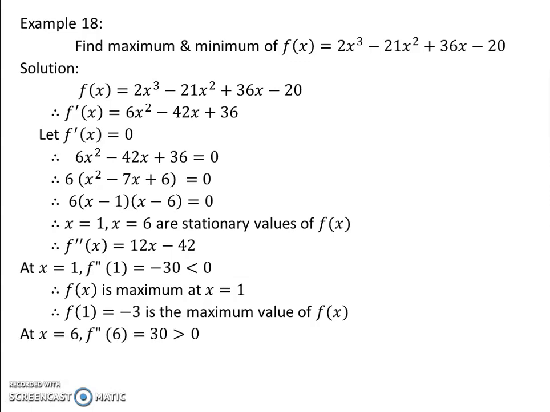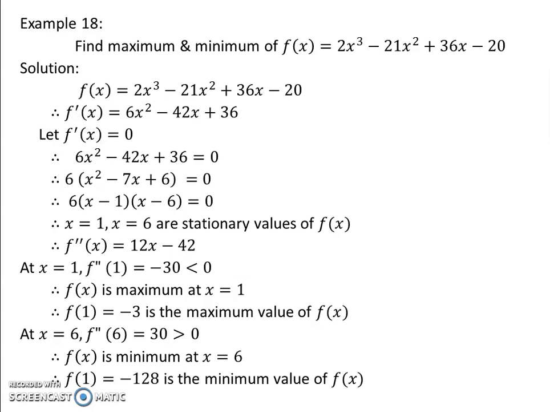So minus 3 is the maximum value of f of x. At x equal to 6, f double dash of 6 equal to 30, which is positive. Hence f of x is minimum at x equal to 6, and f of 6 equal to minus 120 is the minimum value of f of x.